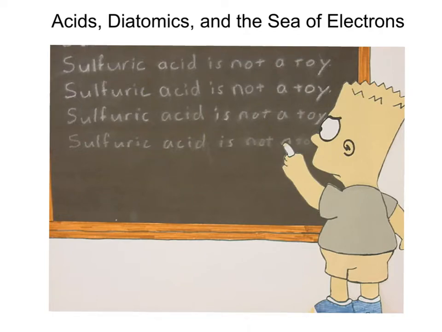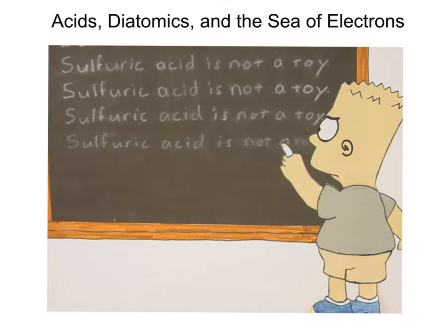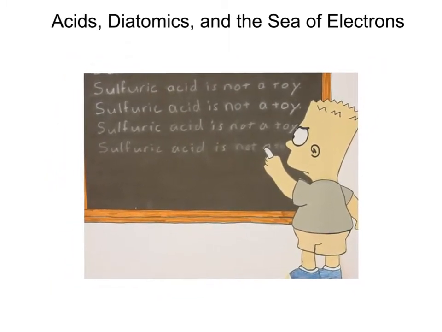Okay, so we're continuing our nomenclature for the unit, which is naming and formula writing. We're going to start with acids, acid nomenclature first. And so sulfuric acid is one of the many acids that we're going to learn how to write the formula and how to write the name from the formula.